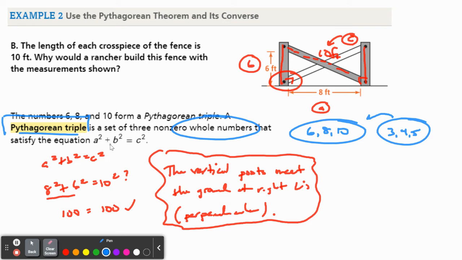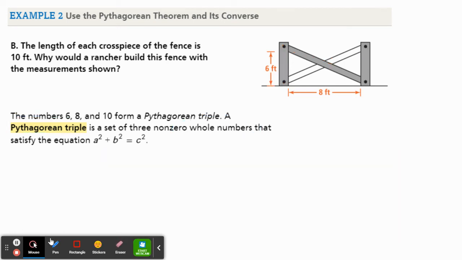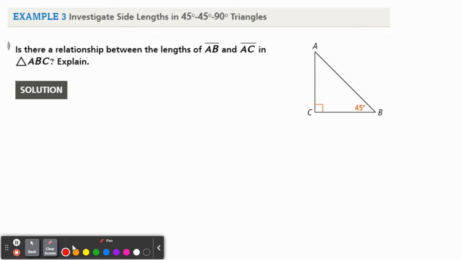Okay, so now I'm going to introduce you to what's called the 45-45-90 triangle. This is a special triangle. If you take pre-calculus, this is going to be a very good thing for you to remember. So the question is, in this 45-45-90 triangle, is there a special relationship between the lengths of AB and AC?